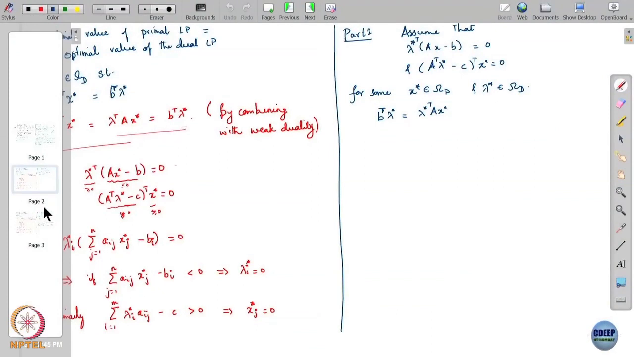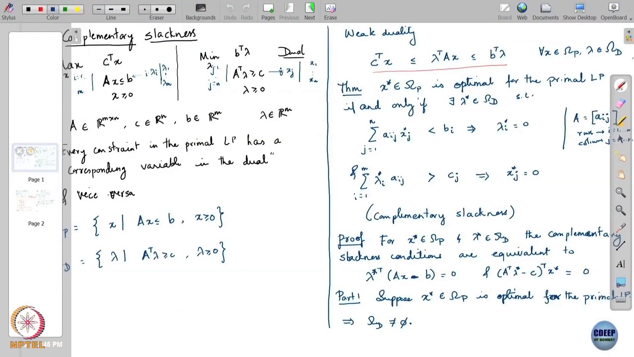What have we learned from this? As far as optimality of linear programs is concerned, what does this theorem teach us? It teaches us that if you take a candidate feasible solution x star for the primal and a candidate feasible solution lambda star for the dual, they are optimal if and only if they satisfy these two equations. Now, these two equations are actually not linear equations. It says that lambda star transpose something in x must be equal to 0, and likewise something in lambda transpose x star is equal to 0.